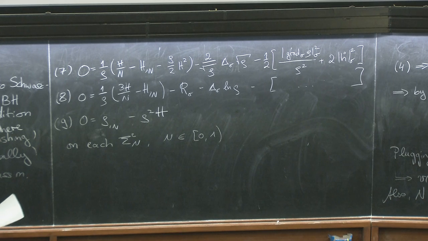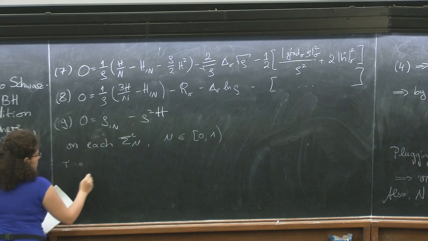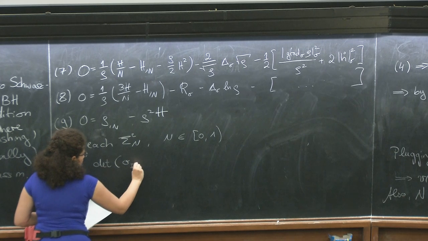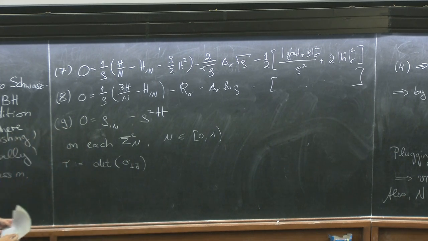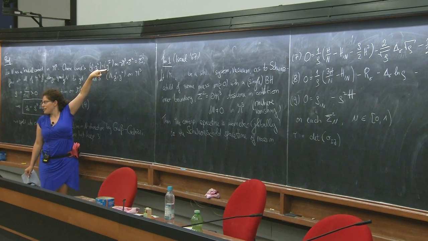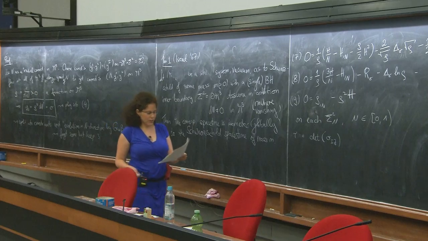Okay, and now here comes the second cool idea by Israel. We introduce a function tau as the determinant of the matrix sigma ij. So this is the matrix of sigma with respect to these angular coordinates that we chose, and we take its determinant. Think of this as the quantity you want to take the square root of if you want to compute the area element. Okay? And this is how we're going to use it.